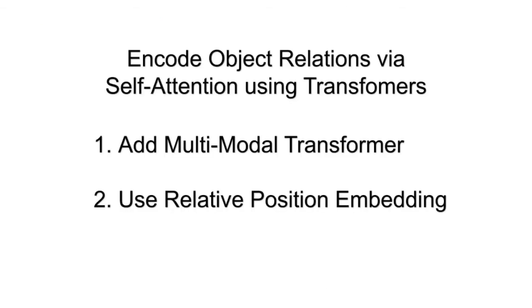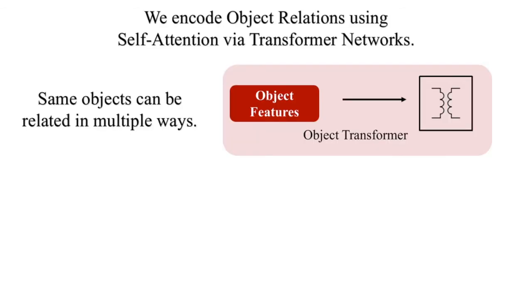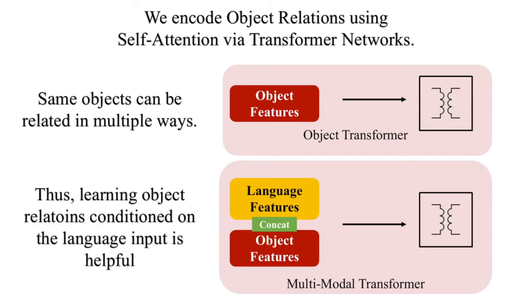To encode object relations, we apply self-attention using a transformer network. We observe that different objects could have multiple relations even in the same video. To account for this, in addition to an object transformer, we propose a multimodal transformer that takes both object and phrase features as input.